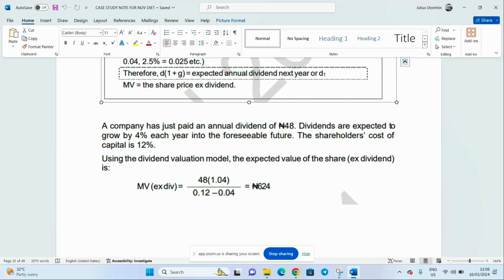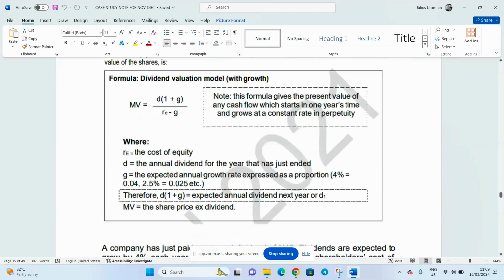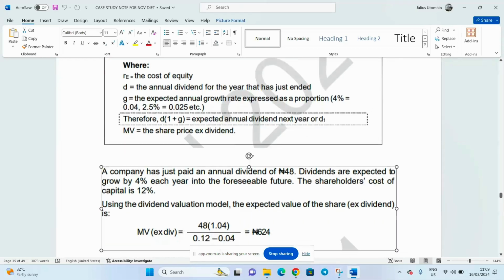Market value will be 48 open bracket 1 plus growth. Growth is 4%, which is the same thing as 0.04. So 1 plus 0.04 is 1.04, meaning 48 times 1.04. You are done with the numerator. Then go to the denominator. You have cost of capital, that's 12% minus 4%, that's 8%. What you've gotten up, divide by the down one. So quick one, bring out your calculator. 48 times 1.04, what do you have?